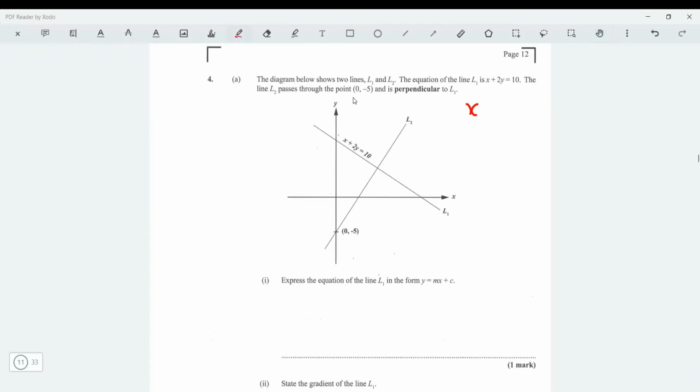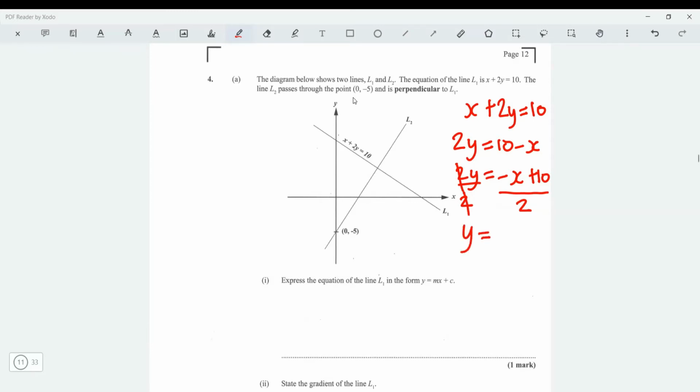So right here, L1 is x plus 2y equal to 10. What you need to do is subtract x from both sides first. So you'll end up with 2y is 10 minus x. Now 10 minus x can be rewritten as negative x plus 10. We can bring the minus x first and then put the plus 10. Then we divide both sides by 2, and this 2 cancels this 2. So we end up with y is negative x plus 10 over 2.